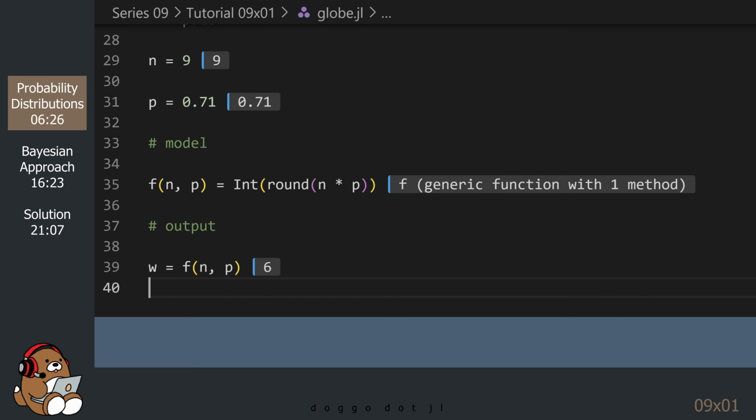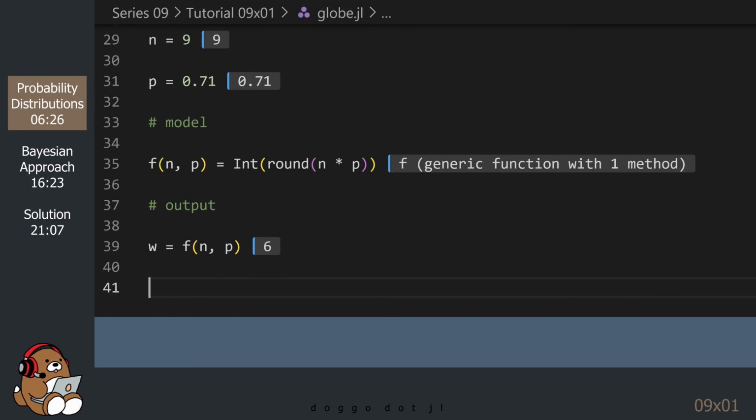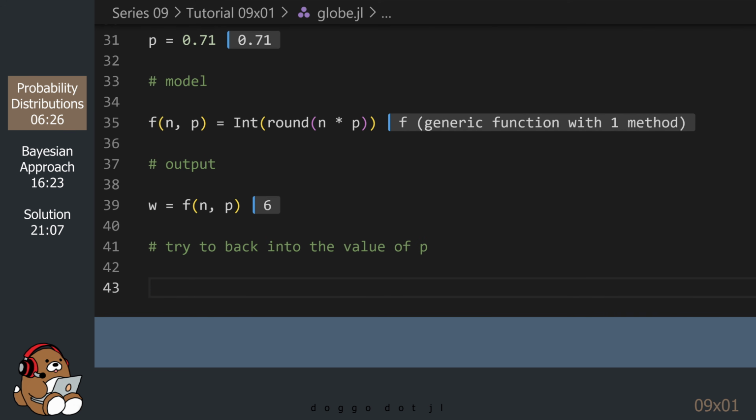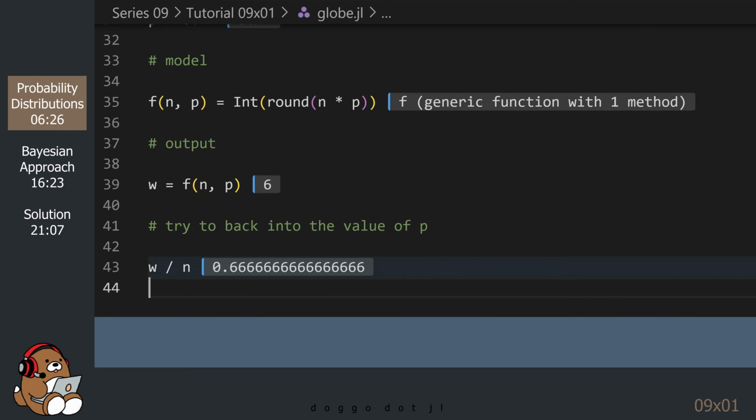But what happens if you don't know the value of p? If you only know that your finger pointed to water 6 out of the 9 times when you tossed the globe, is it possible to back into the value of p? If you try to work backwards, then the value of p is 67%, and not 71%.